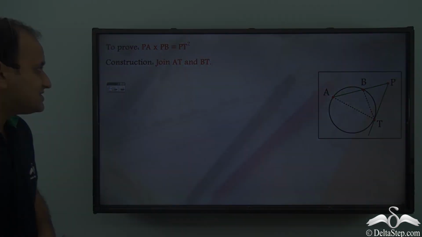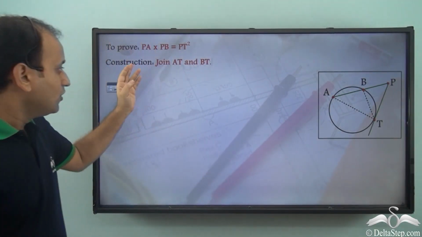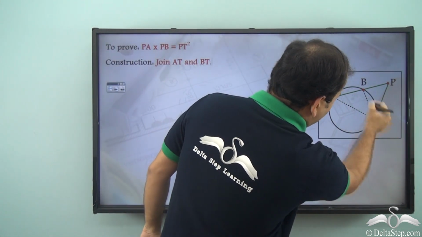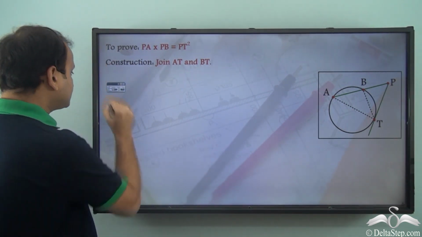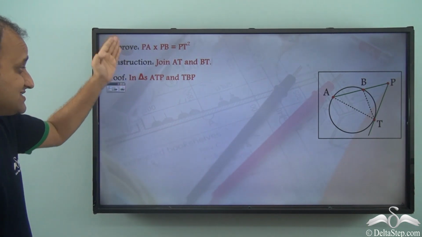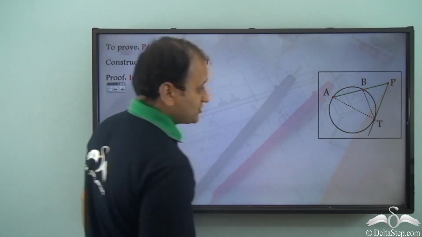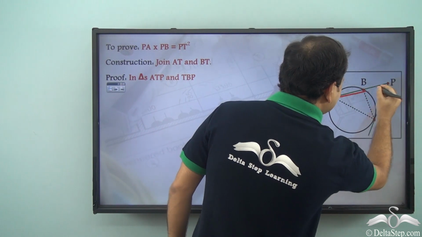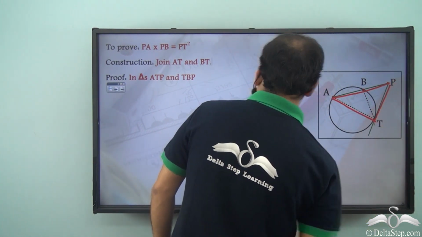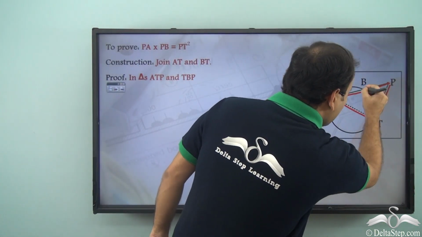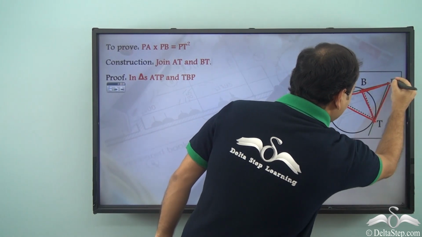So how do we go about it? This is what we need to prove. And for that, first of all, we'll perform a construction. So we will join AT and BT. So as you can see, AT and BT have been joined. After that, let's start with the proof. So in triangles ATP and TBP, so we have two triangles now. One is triangle ATP. So we are talking about this particular triangle. And triangle TBP, this particular triangle here.